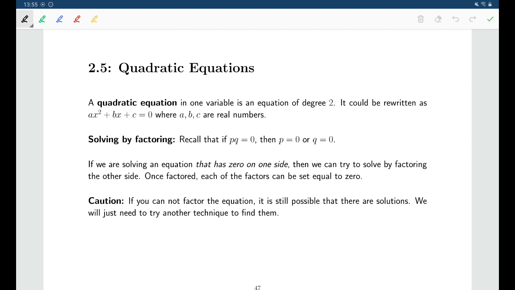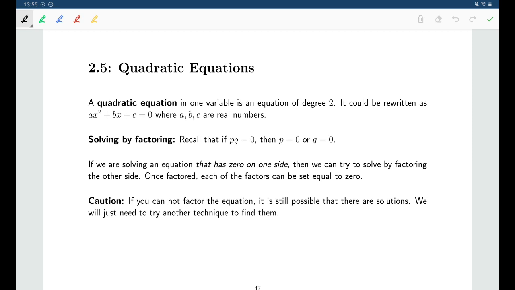So, quadratic equations. Those are just equations where the degree is 2. So in other words, where the highest power on the variable is power of 2. And we'll be looking at solving quadratic equations in one variable. So just a single variable, highest power is 2.